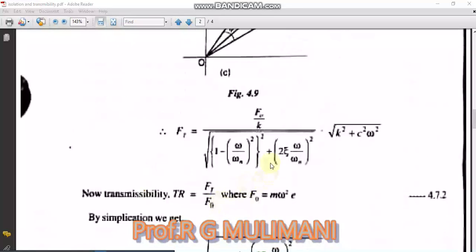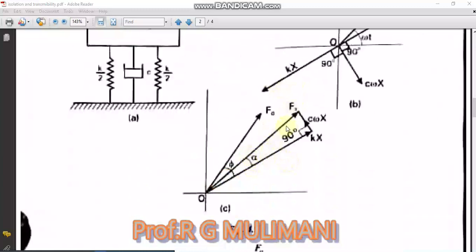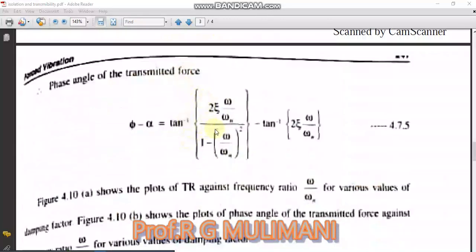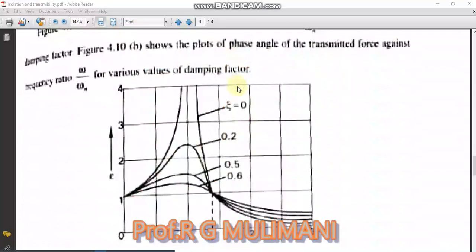And what is alpha here? Alpha is the angle made by the transmitting force to the resisting forces. This is the equation for alpha. So these are the important equations, and you can see here the relationship between the x-axis, which is the omega by omega n frequency ratio, and the y-axis, which is the transmissibility ratio.